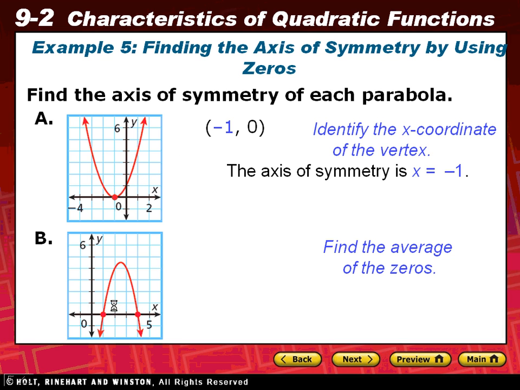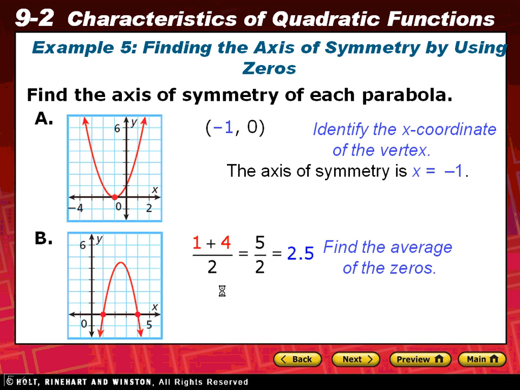Okay, let's look at the second one. The axis of symmetry should be halfway between these two zeros. That's why we're told here to find the average, because when you find the average of two numbers, you're finding the point halfway between them. So here, the axis of symmetry is going to be right along here. It looks like it's going to be at 2.5.